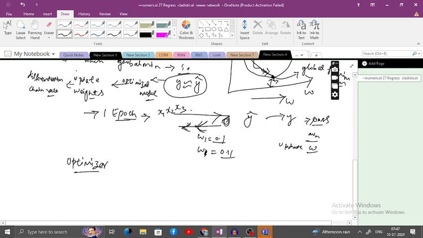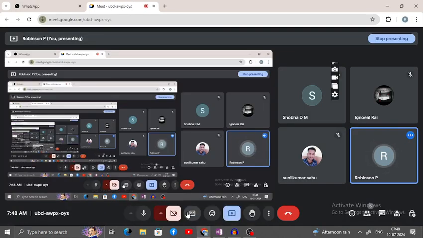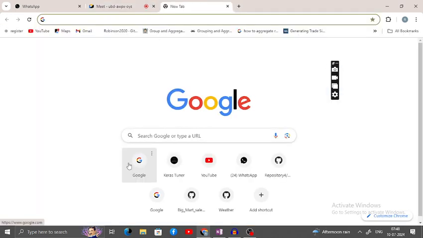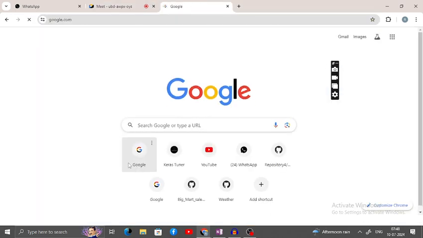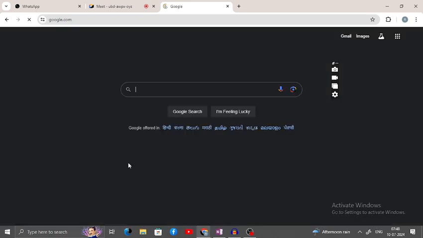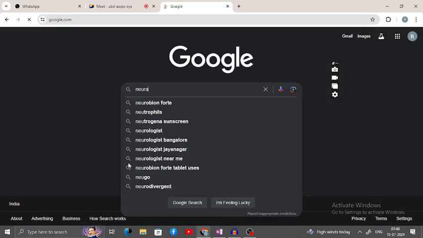Similarly, updating weights is also going to help you. There are several techniques, and updating weights is one such technique to optimize the neural network. Before going to optimize this, because Shobha and Sunil already know, I just want to show you also how the neural network model is going to look. Just see.